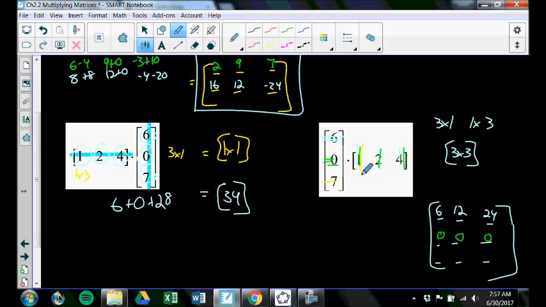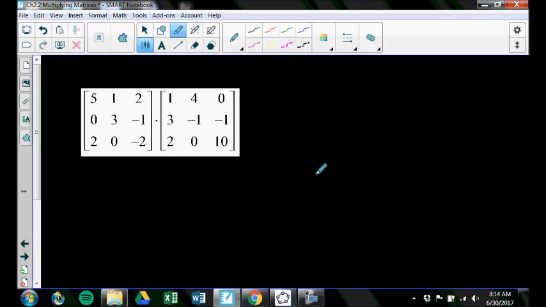Row, column, 7, 14, 28. Okay, now this is a 3 by 3 multiplication that I will start by going through slowly, but kind of pick up pace as we move.